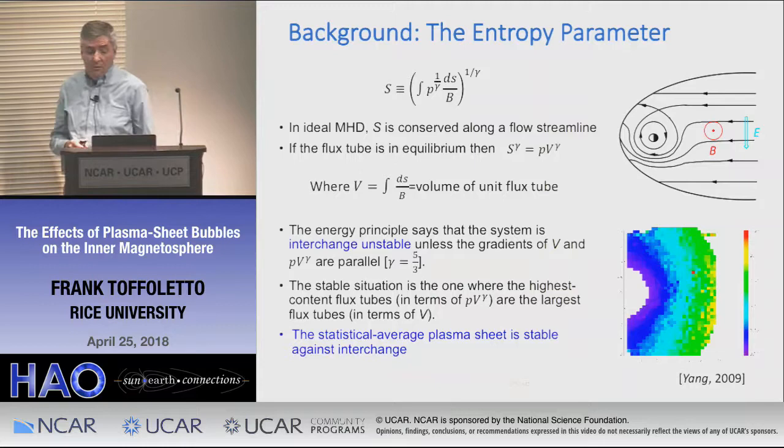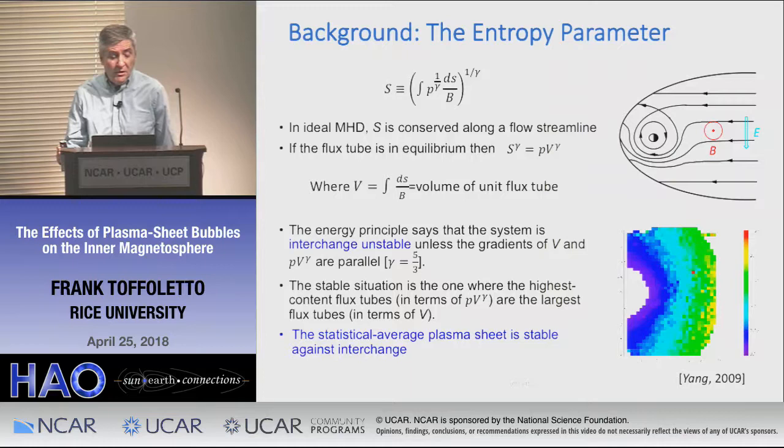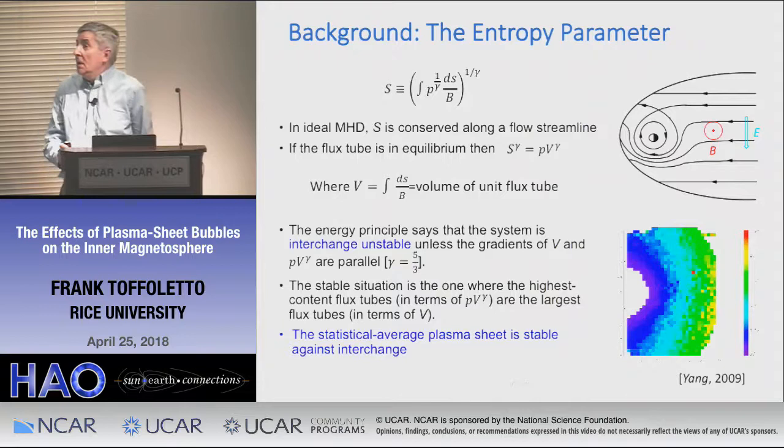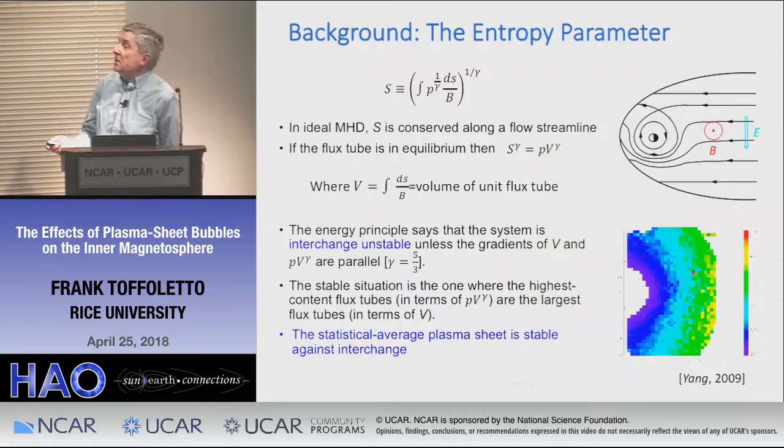You can show in ideal MHD that this entropy parameter, if you follow it along a streamline, for example a flow streamline in the equatorial plane, would be conserved. In a more restrictive sense, if you have an equilibrium system where the magnetic field is in force balance, then this entropy S, or often referred to as PV to the gamma, is also conserved, where V, like I said, is the flux tube volume.